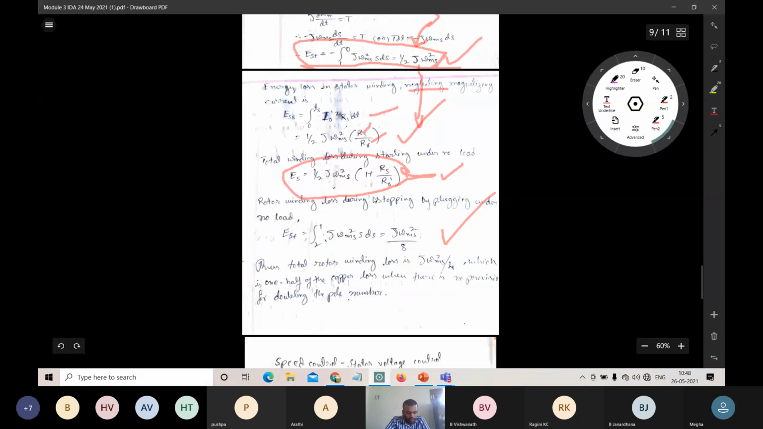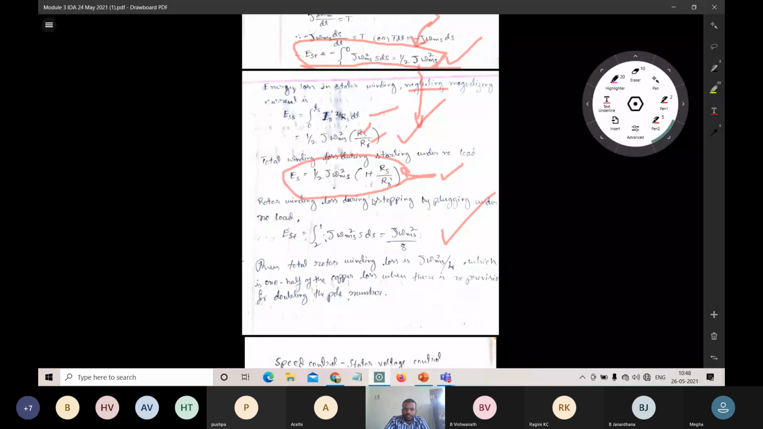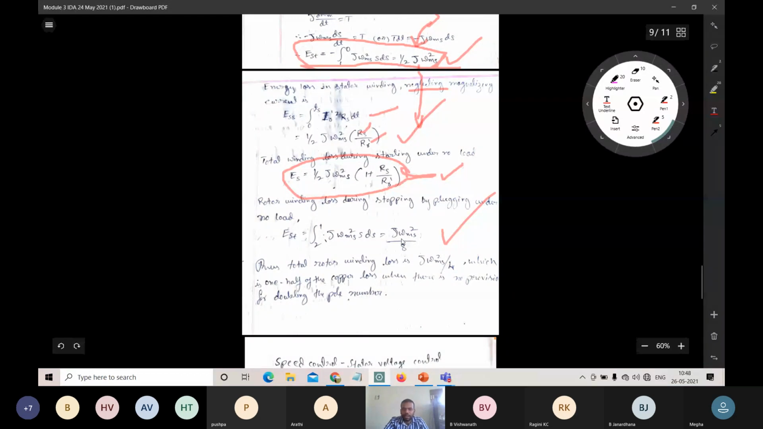Similarly for stopping by plugging, we are using 3 by 2 J omega ms square. With that J omega ms square and this J omega ms square by 8, if you combine those two equations, you will get J omega ms square by 4. So this will be 1/2 of the copper loss, which is the main loss.